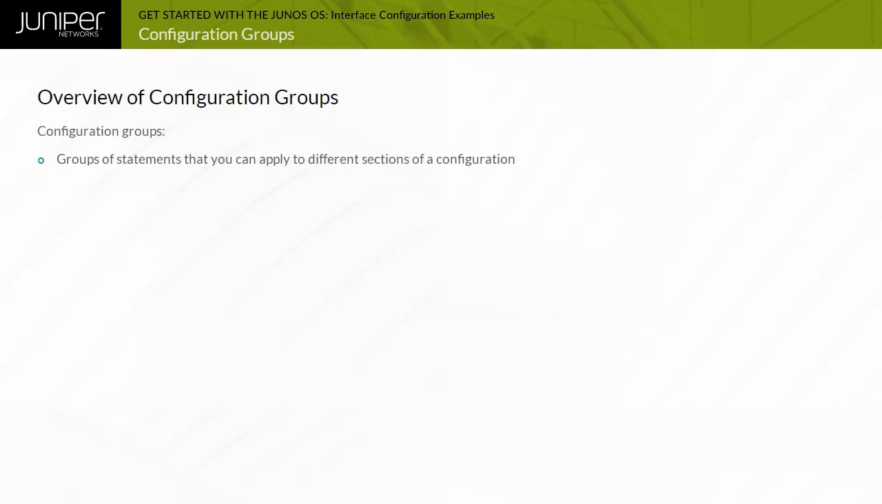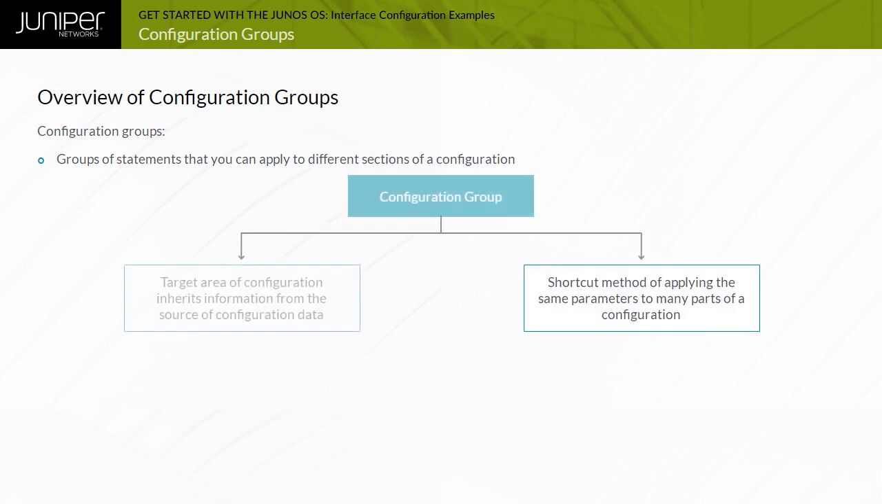Configuration groups enable you to create a group containing configuration statements and to direct the inheritance of that group's statements in the rest of the configuration. You can apply the same group to different sections of the configuration, and different sections of one group's configuration statements can be inherited in different places in the configuration.